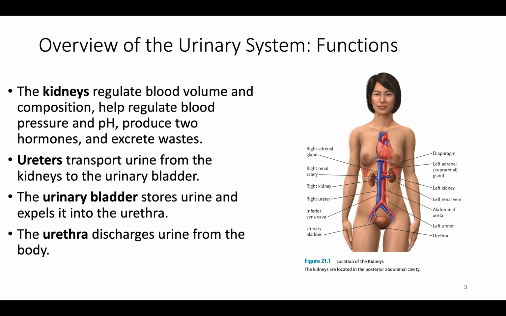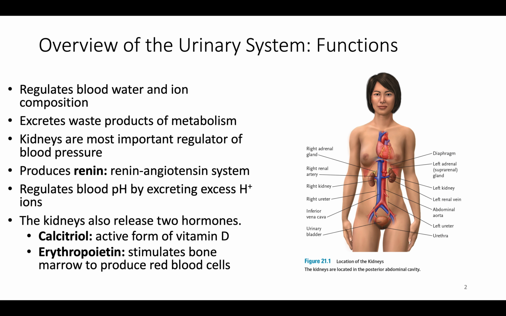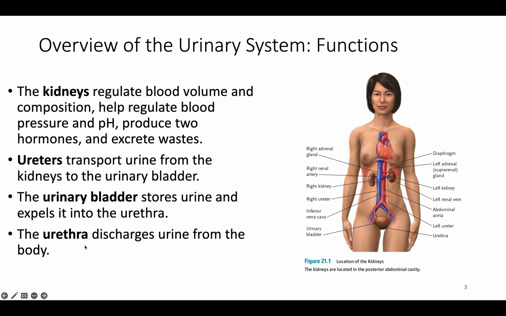Okay, so again, the kidneys are responsible for interacting with the blood supply and regulating the composition of the blood as well as the volume of the blood. All of this is tied to blood pressure and blood pH. So it regulates blood pressure and pH and also produces two of the major hormones we just talked about, namely calcitriol and erythropoietin. And it's also going to excrete any of the excess waste that are basically metabolic byproducts.